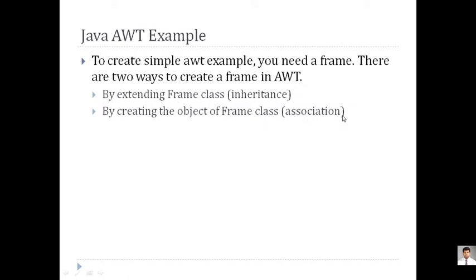And the second way is association. In association, you create the object of the class within your class, that is the GUI class which you are designing for the purpose of displaying different components. So 2 ways: one is by extending, and another is creating an object and calling that object. You have to keep in mind there are 2 ways. We'll be using multiple mechanisms of creating an object of a frame multiple times.